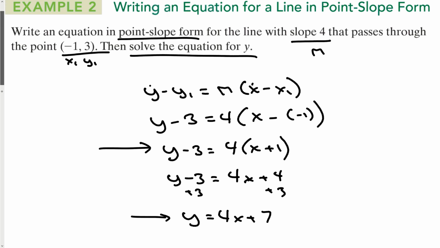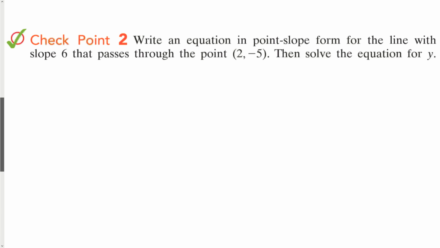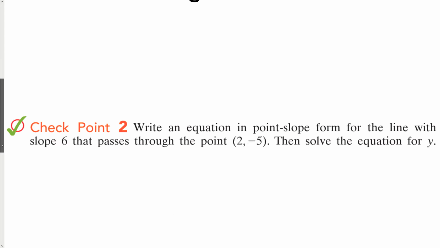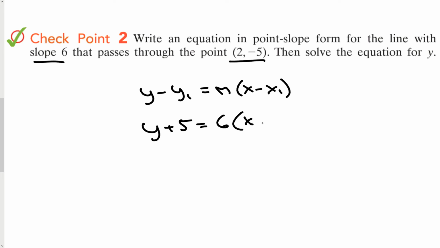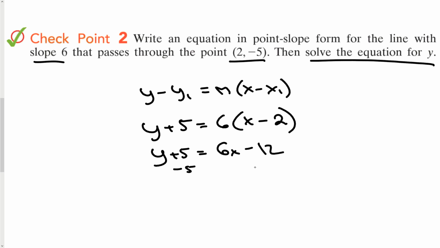Let's try again. It's my checkpoint. Slope, point. y minus y1 is equal to the slope times x minus x1. So y minus negative 5 turns into y plus 5, equals 6 times x minus 2. Solve for y. So that's y plus 5 equals 6x minus 12. Subtract 5 from both sides. y is equal to 6x minus 17. Point slope, slope intercept, solved for y.